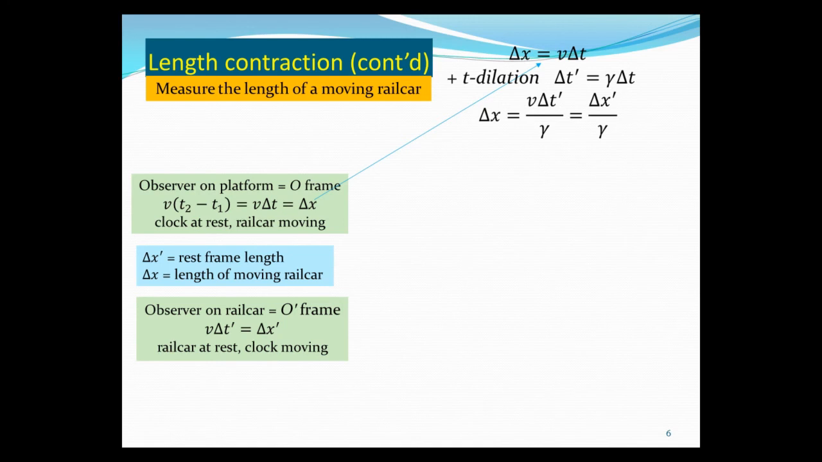So you have to be very careful, because remember, last time we wrote delta t equals gamma delta t prime. Don't blindly follow the prime. You have to be very clear which is the moving clock and which is the rest frame clock time. In this case, I can replace delta t by delta t prime divided by gamma. Therefore v delta t equals x prime over gamma. So here is the length contraction result.